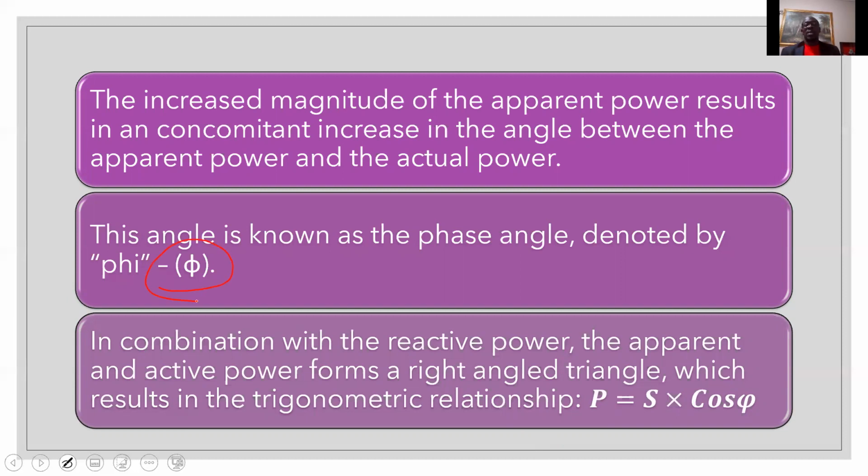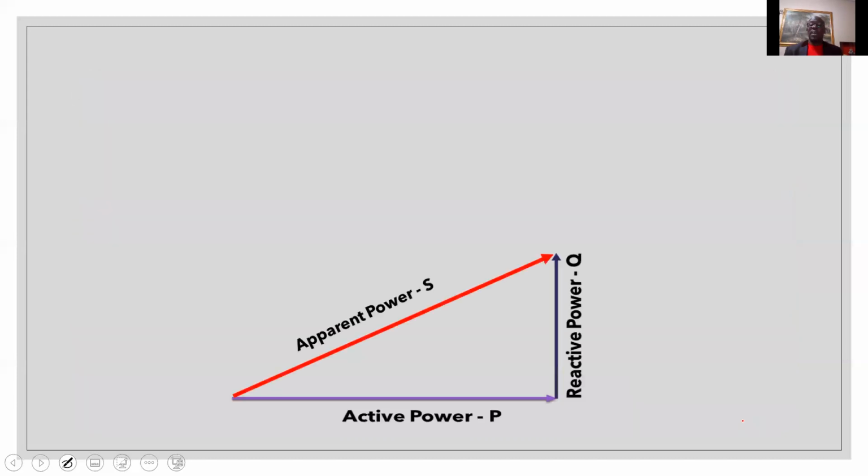Right? Now, in combination with the reactive power, the apparent and active power, as we have shown, forms a right angle triangle, which results in a trigonometric relationship. That is, P is equal to S times the cosine of phi. And cosine phi has a special name. So there's my angle, there's my phi. It's the angle between S and P.